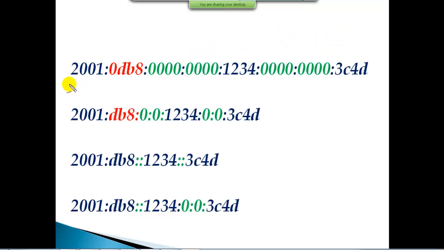Now this is one sample address. Now here you can see there is one sample address written here. Now the entire IPv6 address is a 128-bit address written in 8 portions. You can see 1, 2, 3, 4, 5, 6, 7, 8. So there are a total of 8 portions, and each portion is going to represent 16 bits.